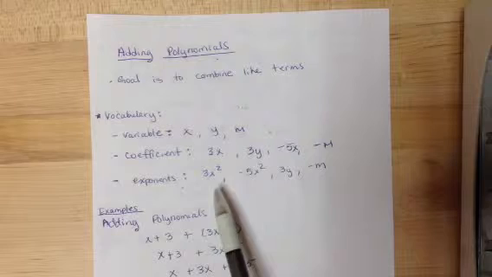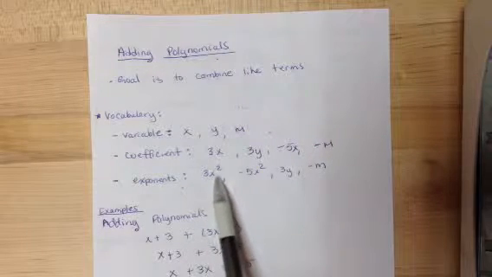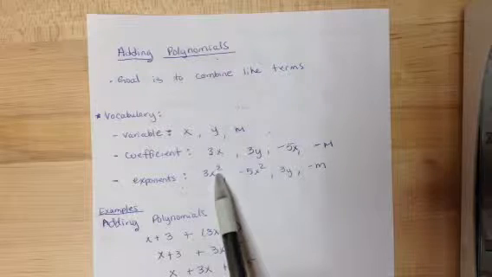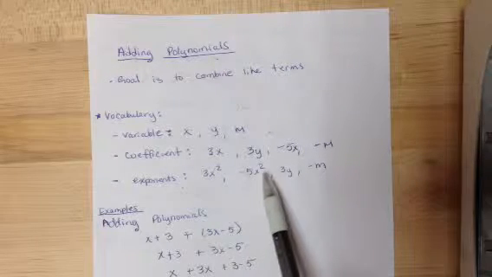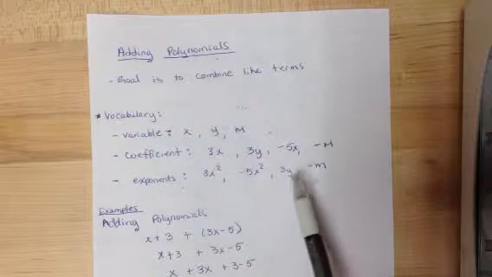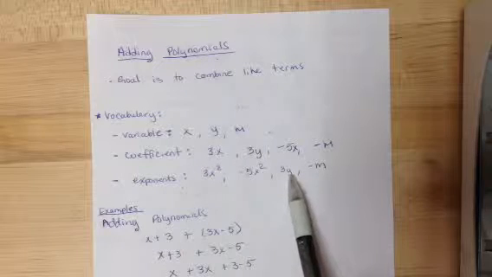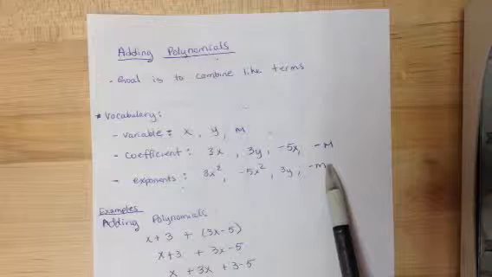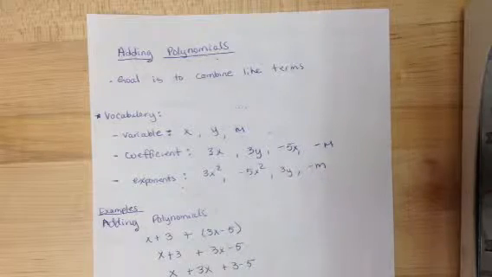Exponents. The exponent is the power to which the variable is raised. In this case, the exponent is 2. Here there's no number, therefore the exponent is 1. The exponent for m is 1. There's nothing there, so it's like an invisible 1.